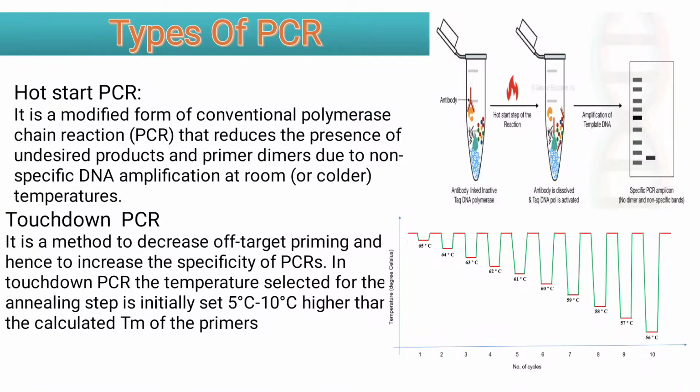Now coming to the next type of PCR, that is hot start PCR. It is a modified form of conventional polymerase chain reaction that reduces the presence of undesired products and primer dimers due to non-specific DNA amplification at room temperature. And then touchdown PCR. It is a method to reduce off-target priming and hence to increase the specificity of PCRs. In touchdown PCR, the temperature selected for the annealing step is initially set 5 to 10 degrees centigrade higher than the calculated Tm of the primers.